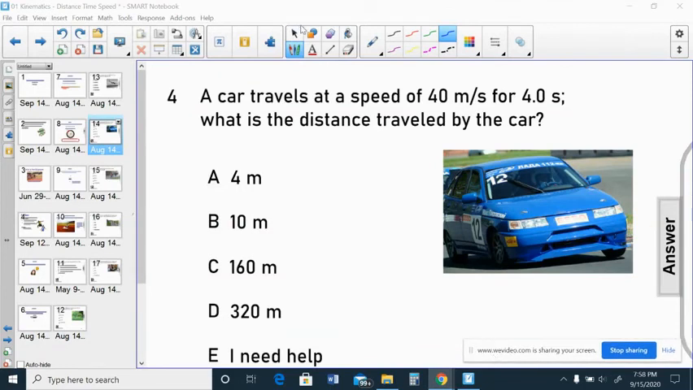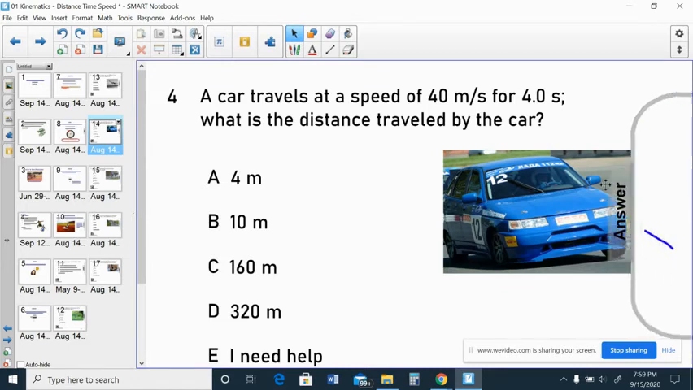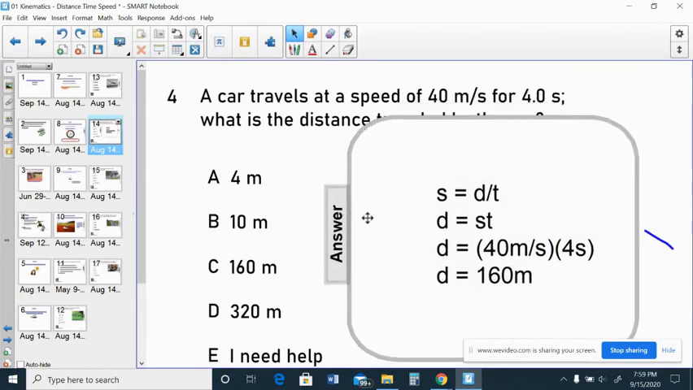For the next question, a car travels at a speed of 40 meters per second for 4 seconds. What is the distance traveled by the car? Okay, in this problem, we are solving for distance. So you want to be careful. The equation is speed equals distance over time, but you want to rearrange the equation before plugging anything in. That is the rule of thumb in this course and any math course. So we need to isolate distance.